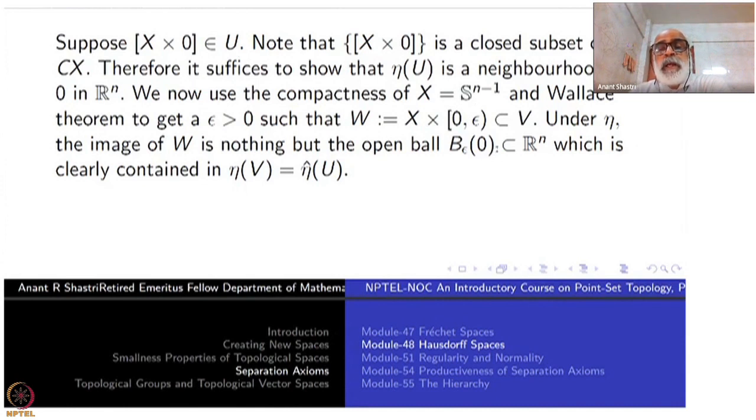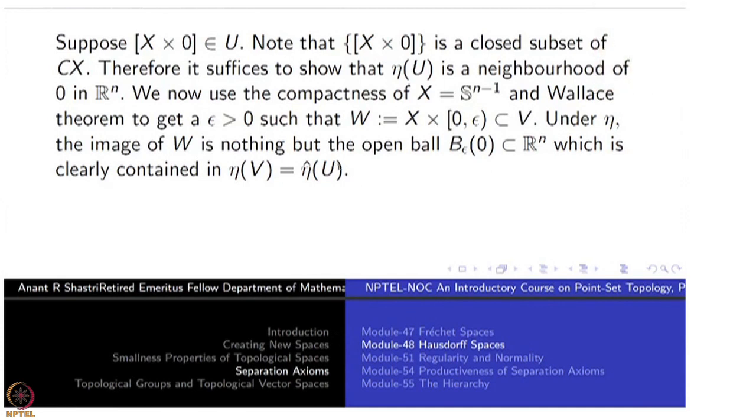Okay. Under eta, the image of W is nothing but the open ball B epsilon 0. This is a unit vector. I am multiplying it by some number between 0 and epsilon. So it will give you a vector of length less than epsilon. All vectors of length less than epsilon are inside this one. So this is an open ball. Image of this one is an open ball, which is clearly contained inside eta V, which is eta hat of U. Okay. So once it is inside V, eta of that one will be contained inside V, which is eta hat of U.